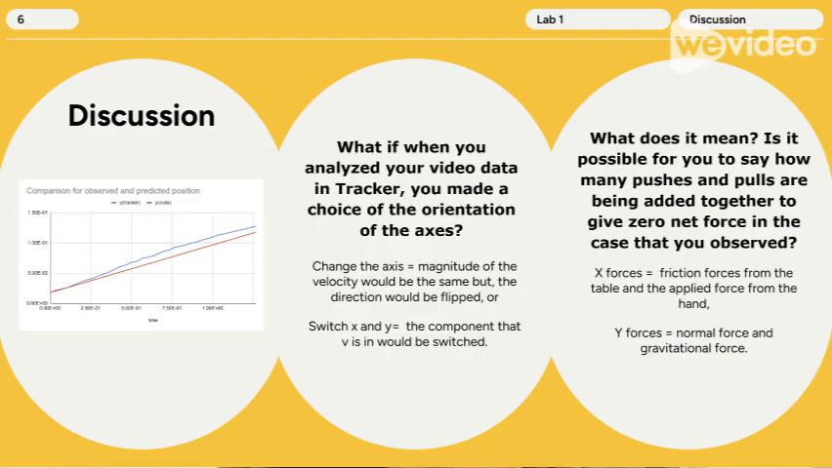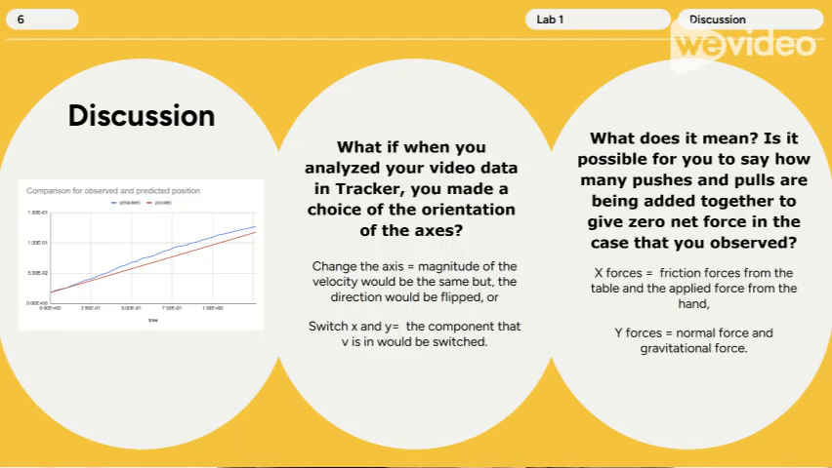For the discussion, if I were to change the axis, the magnitude of the velocity would be the same, but if the axis was flipped, the direction would be flipped. Or if x and y were switched, the component that v was in would be switched. The pushes and pulls added together are the friction force from the table and the applied force from the hand, and also the normal force and gravitational force.